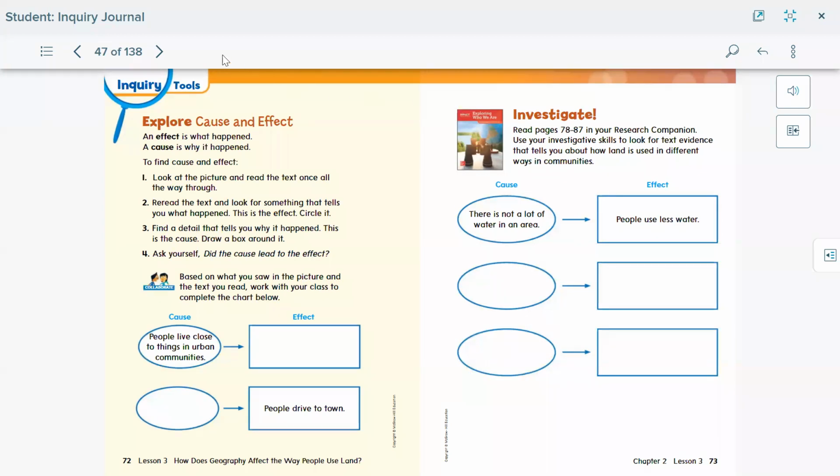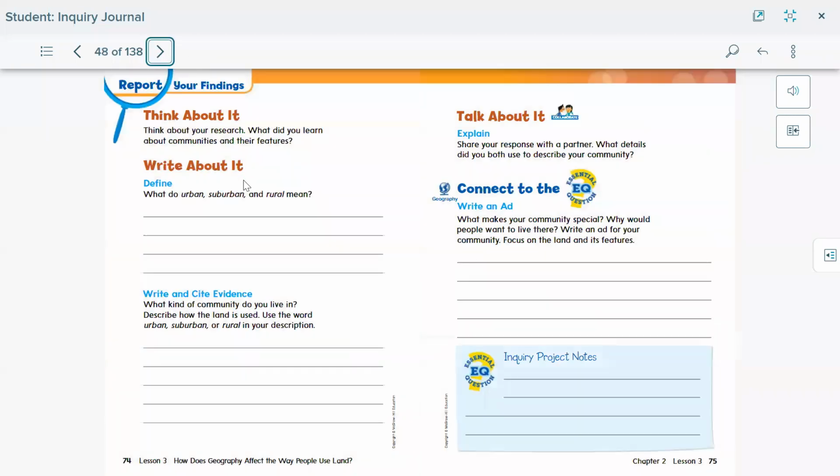Clear this one and go for next page and see the next activity. All right, so we know this. We have page 74. We have the 3 questions that we need to answer. So we have defined what the urban, what the suburb, and the rural means. So we have the 3 definitions for the words.